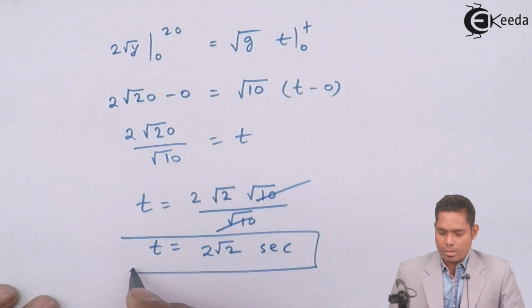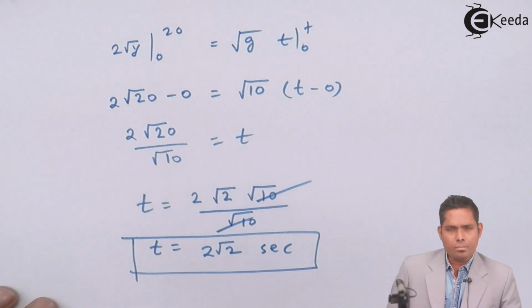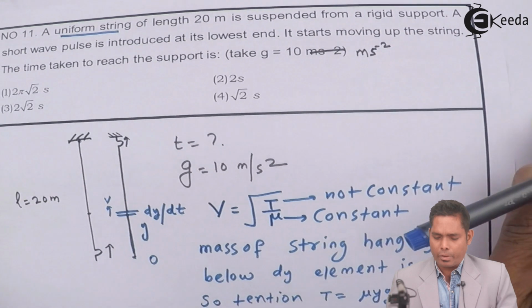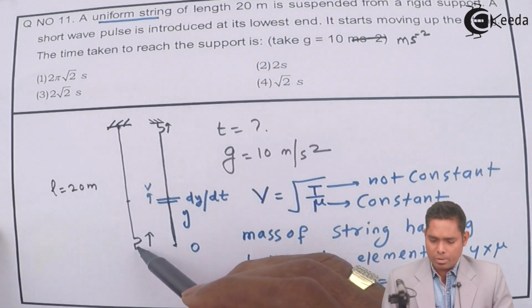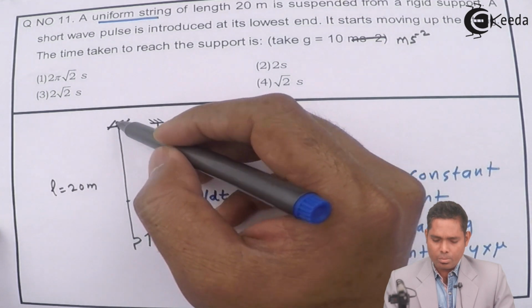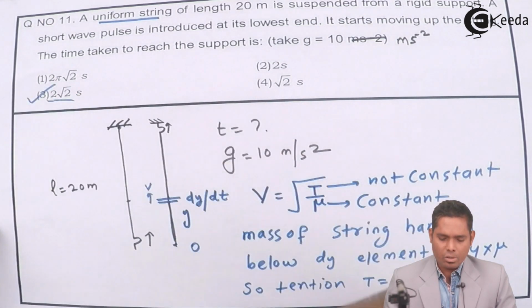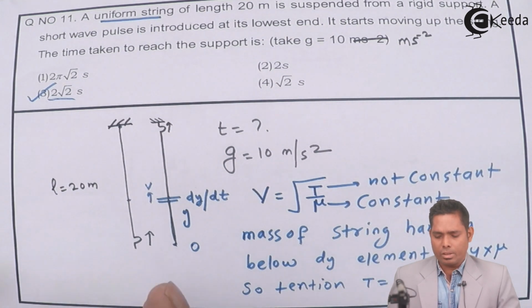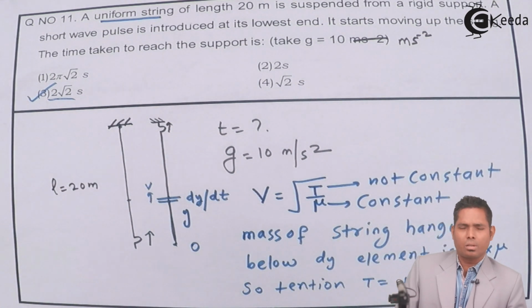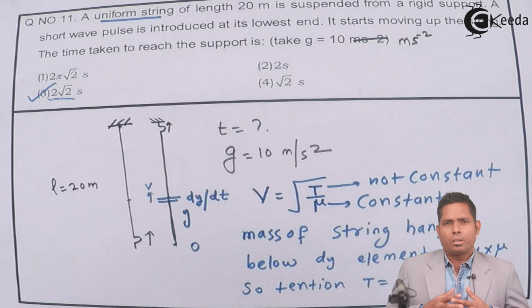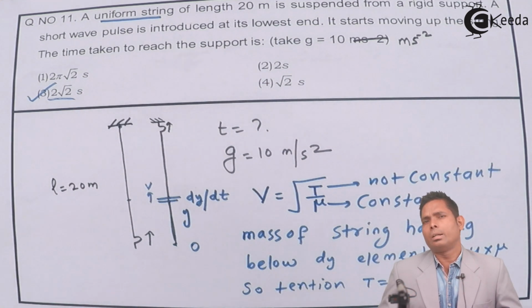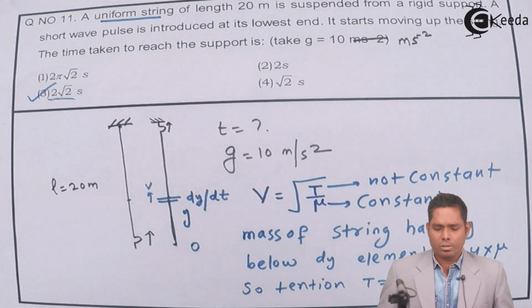So from here I conclude that the time the pulse will take to reach the highest point is 2 root 2. So this pulse will take time 2 root 2 to reach this point. So this 2 root 2 is the correct answer. So option number 3 is the correct option. Okay, so what I've done is I have taken the help of integration to solve this question, because the tension is variable as the pulse moves up, so velocity also varies. So there is variable velocity and variable tension. So you take the help of integration to solve this. Okay, thank you.